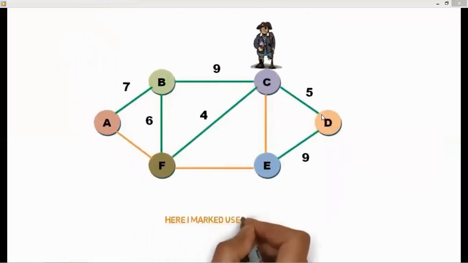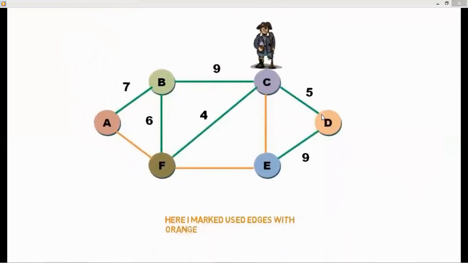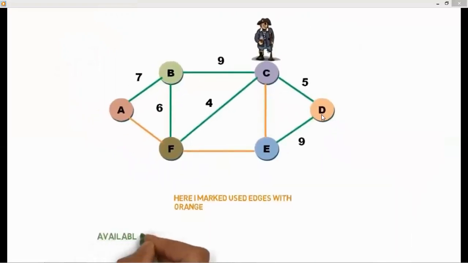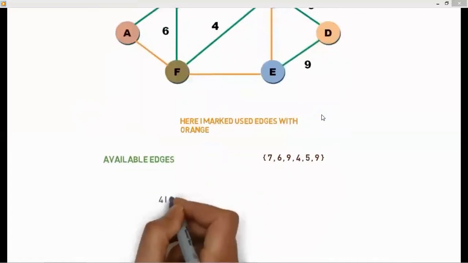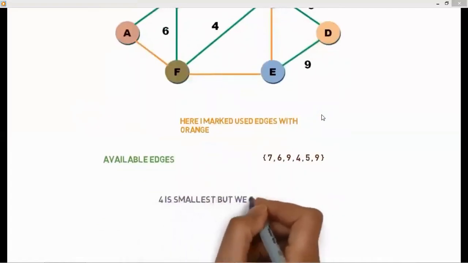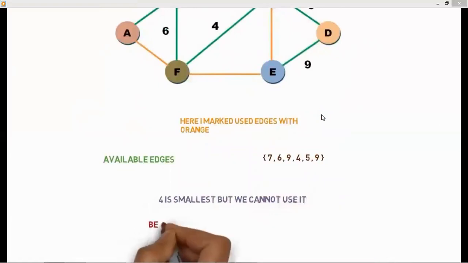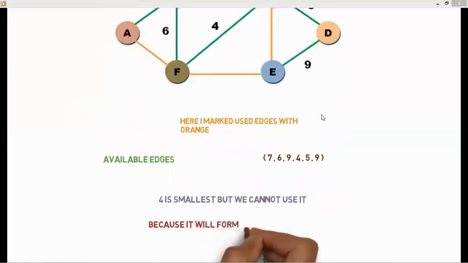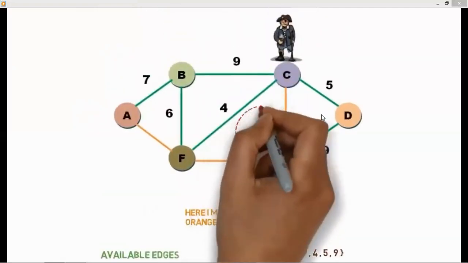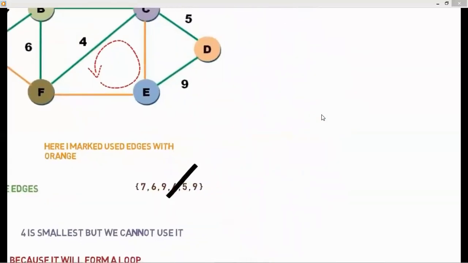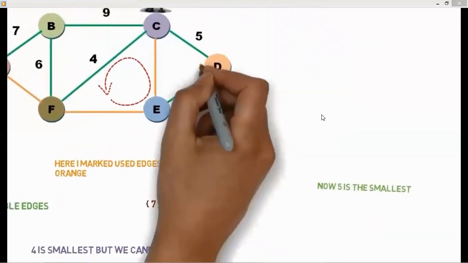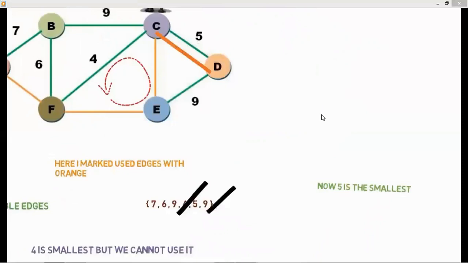For E before, we had 2 paths, E to C and E to D, but we selected E to C. From C, we have 3 paths: 4, 9, 5, but we have to select the shortest path. Here 4 is the shortest path, but we can't select it because it forms a loop. So we select 5 as the shortest path, C to D.